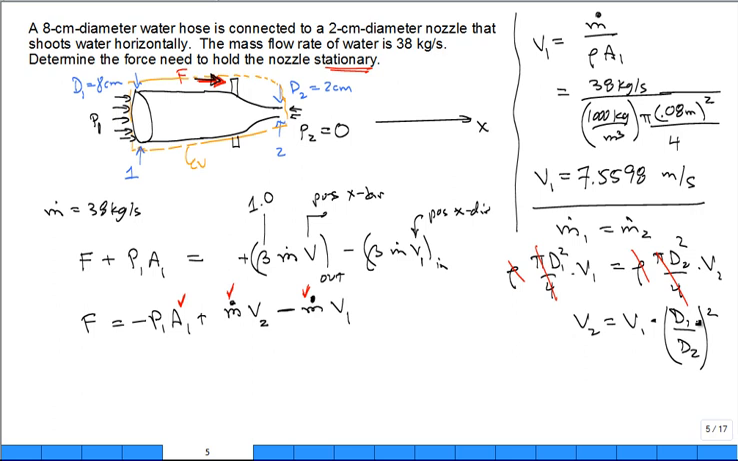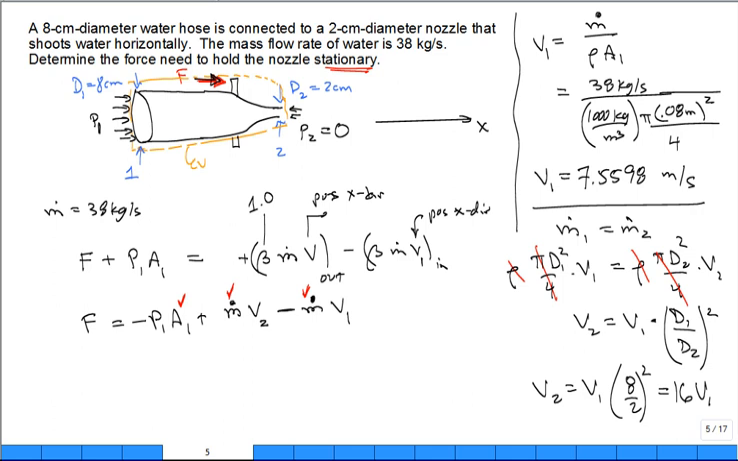And so the velocity at the exit is the velocity at the inlet times the diameter at the inlet, 8, divided by the diameter at the outlet, 2. That ratio is 4. 8 over 2 squared, so it's 16 V1. It's going to come out 16 times faster. Is that true? Do you like that?